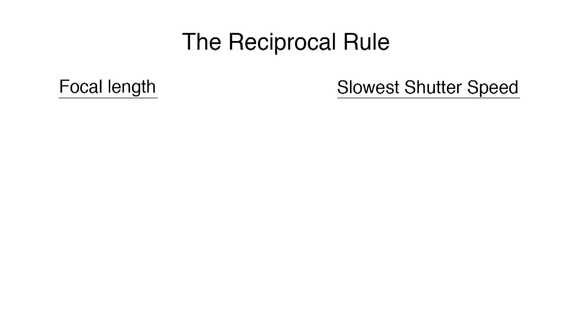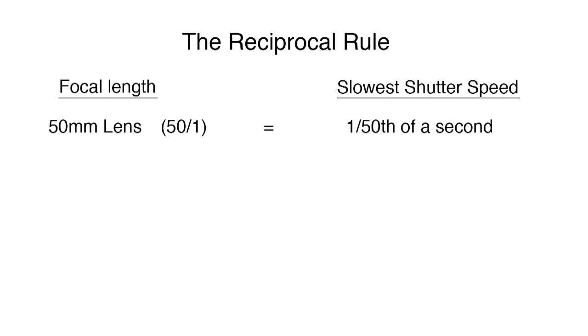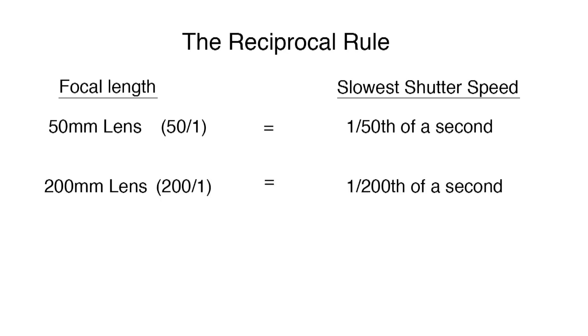Think of your focal length as a fraction and use the reciprocal fraction as your slowest shutter speed. So, if you're using a 50mm lens, think 50 over 1. The reciprocal would be 1/50th of a second. Or, on a 200mm lens, 200 over 1 would equal 1/200th of a second, and so on. Apply this to any focal length you're using.